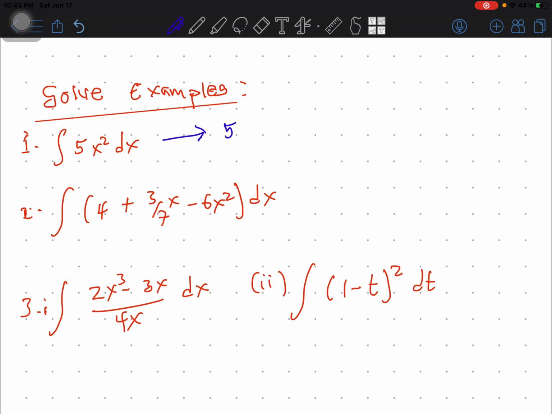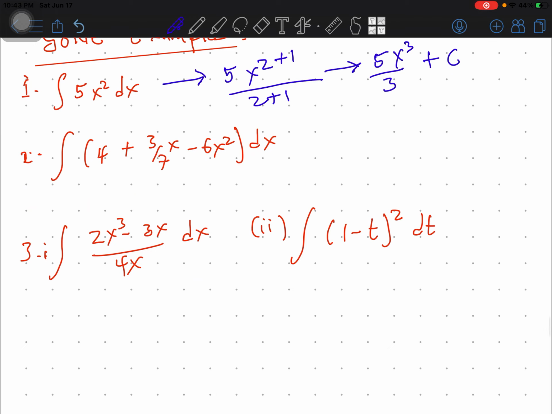We are going to get 5x to the power 2 plus 1 over 2 plus 1. And then you are going to get 5x power 3 over 3 plus c. So please don't forget to add your c. So let's move to the second question.